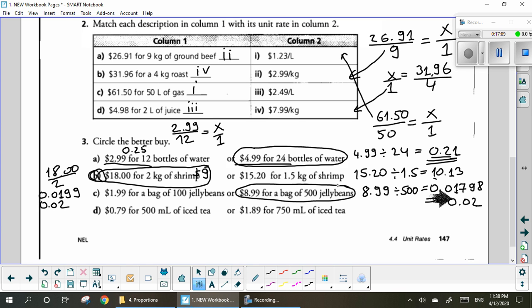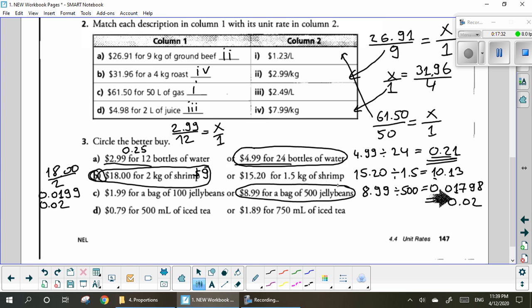So in this case, yes, I would circle the $8.99 bag, but maybe I don't want 500 jelly beans, so I will buy 100 jelly beans, pay $2, and get your sugar fix. So it depends. In some cases, you have bigger savings. In this case, not so much.